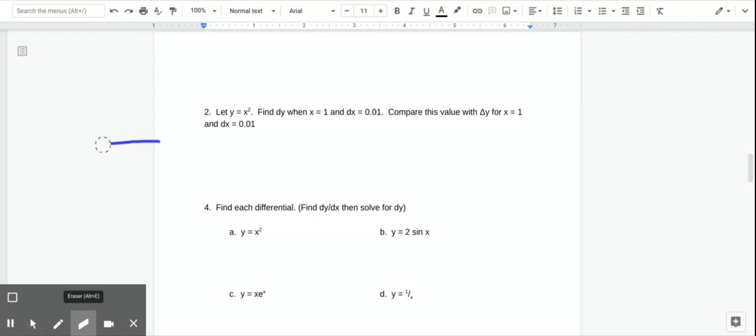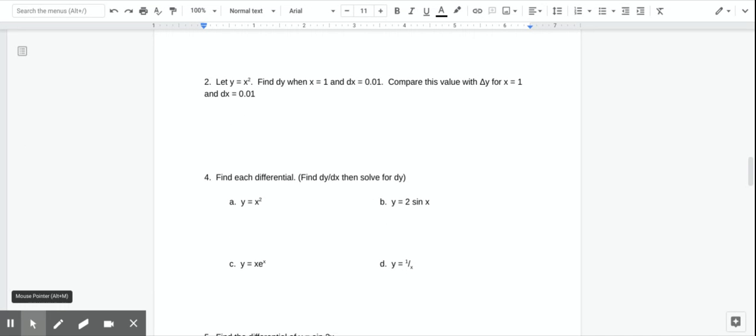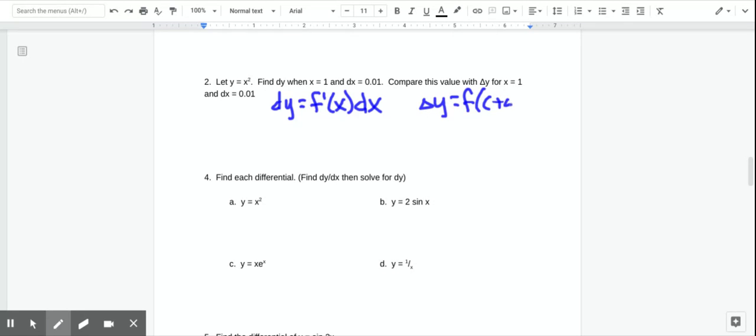So we want to find, on the function y equals x squared, dy when x is 1 and dx is 0.01, and then we want to compare that with delta y for the same thing. Okay, so remember, I told you that dy is from the tangent line, so we have the slope times the change in x, dx. And then delta y comes from just the change, it's just a y minus y, like this.